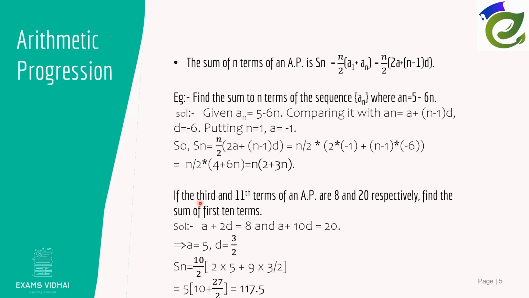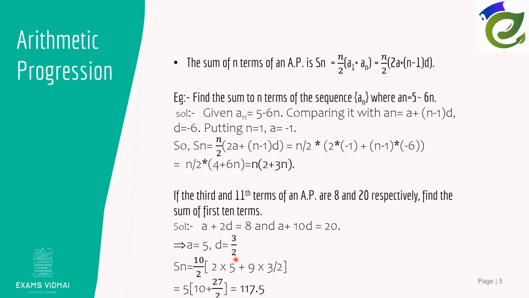Let's go to the next one. If the third and 11th terms of an AP are 8 and 20 respectively, find the sum of first 10 terms. The third term is a plus 2d, which is 8, and 11th term is a plus 10d, which is 20. Now solve for a and d. You will find a is equal to 5 and d is equal to 3 by 2.